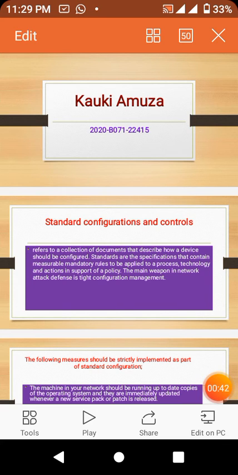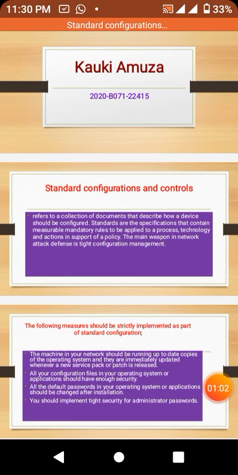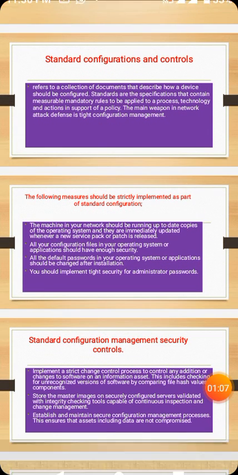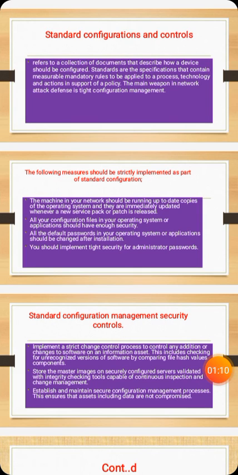Standard configurations and control refers to the collection of documents that describe how a device should be configured. Standards are the specifications that contain measurable mandatory rules to be applied to a process, technology, and actions in support of a policy. The main weapon in network attack defense is tight configuration management. The measures on this slide are the measures that should strictly be implemented as part of a standard configuration.